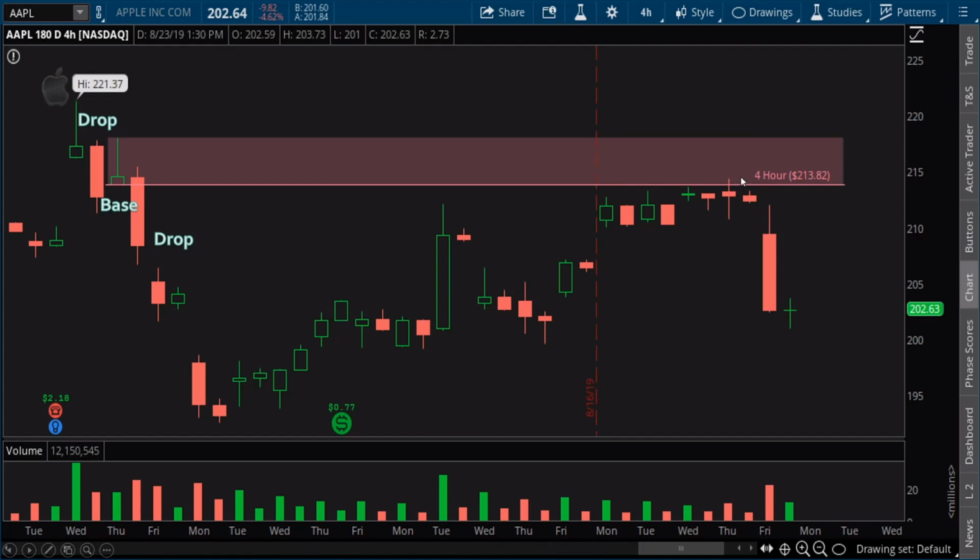And like this happened, 4 hour supply. This is a 4 hour chart. We tagged it and we moved down from 214 all the way down to 200 almost. So this pattern right here is what we look for in drop base drops. It's sort of a sandwich type looking, but you have a nice drop from a nice strong red candle down, followed by a base, followed by a nice strong drop down from another huge red bodied candle.